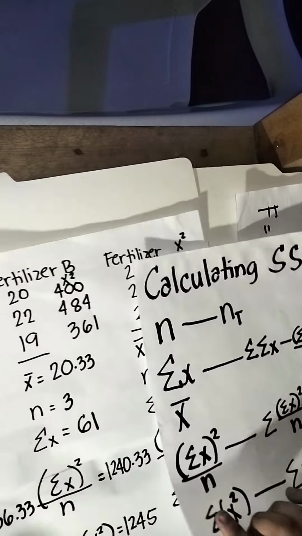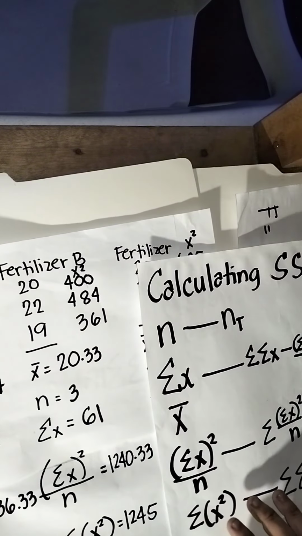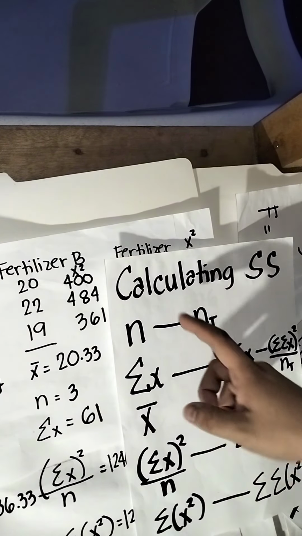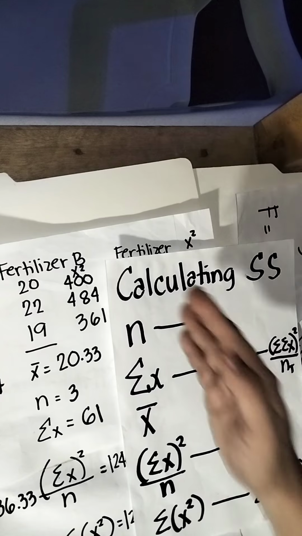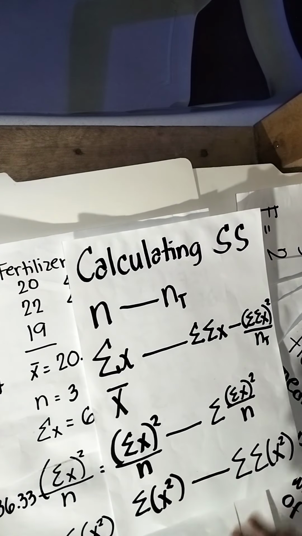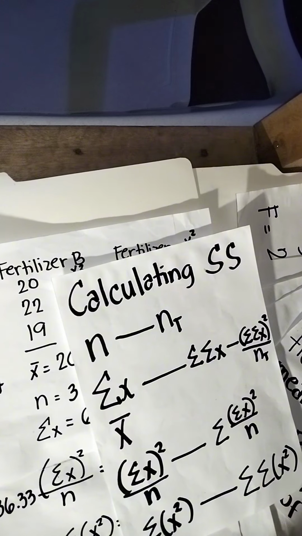Okay, are we done? Not yet. So we do the same thing. We apply the same process to the other set of data. For our fertilizer B, what is our data?